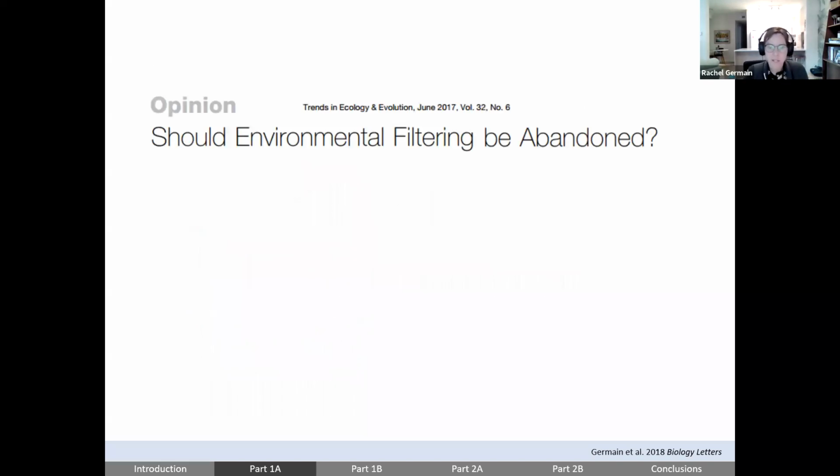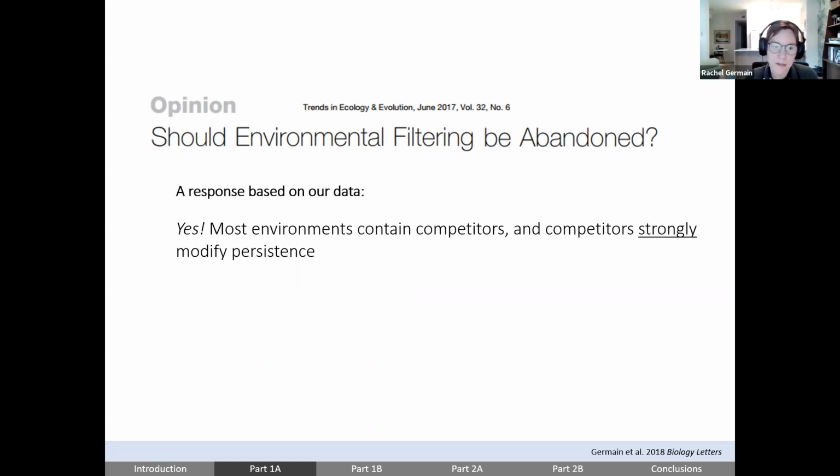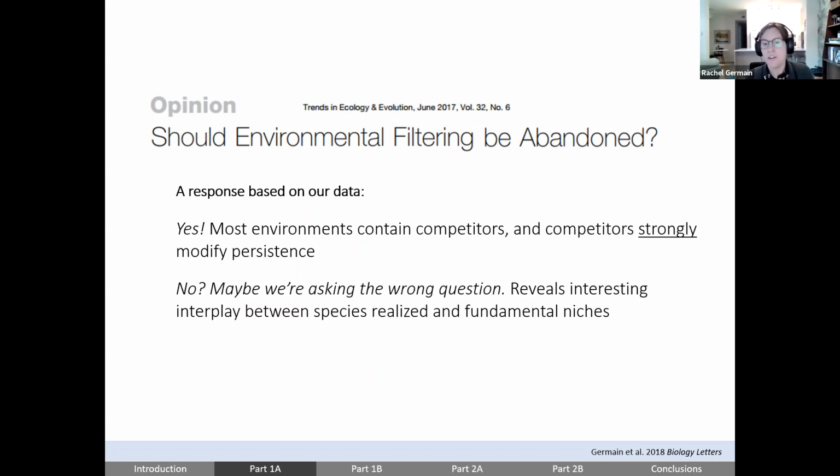And so this leads to a question that was posed in a 2017 TREE article: should environmental filtering be abandoned? And a response based on our data, I would say that first, yes, most species contain competitors and competitors strongly modify persistence. So it makes sense that, in what environment are you really going to see pure environmental filtering? But on the other hand, no, maybe we're just asking the wrong question, because I think what this actually does is reveal this really interesting interplay between species' realized and fundamental niches.